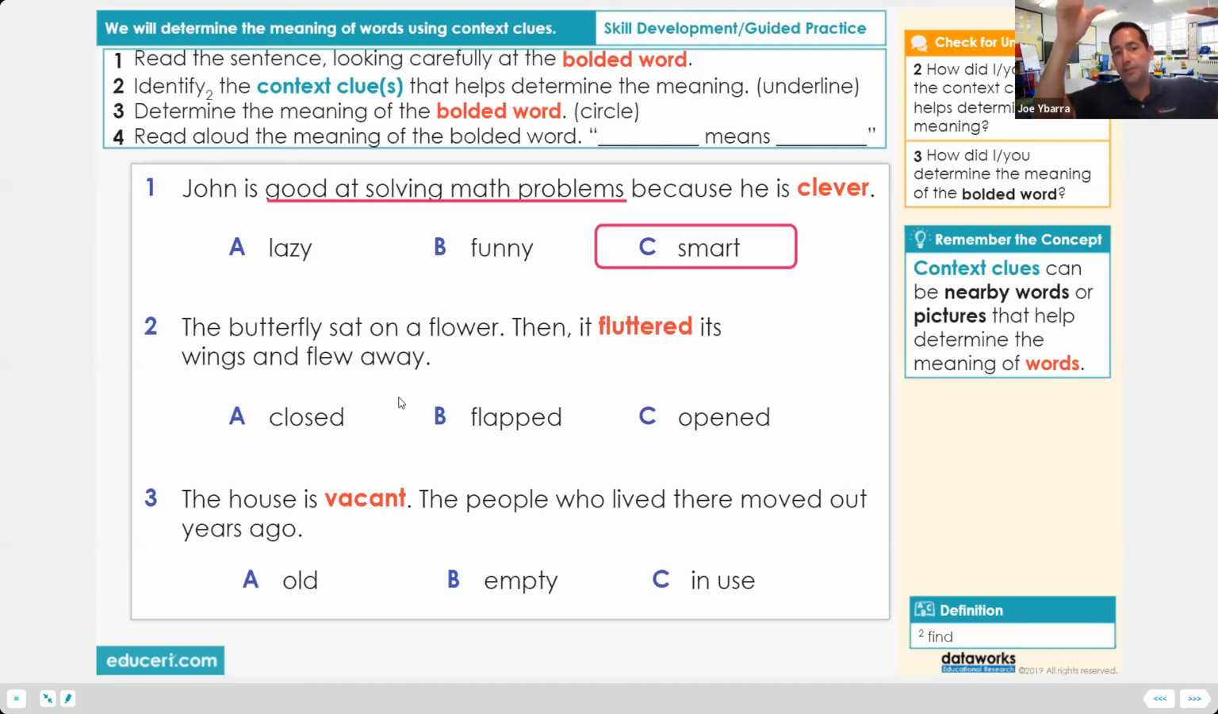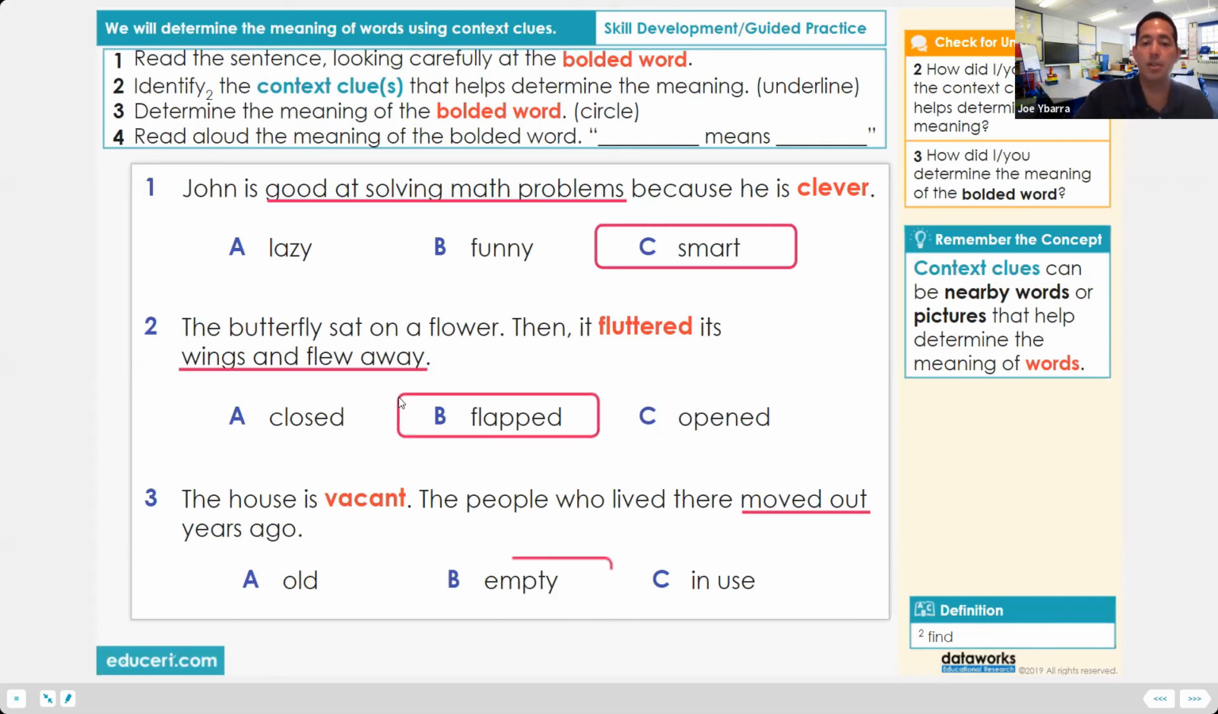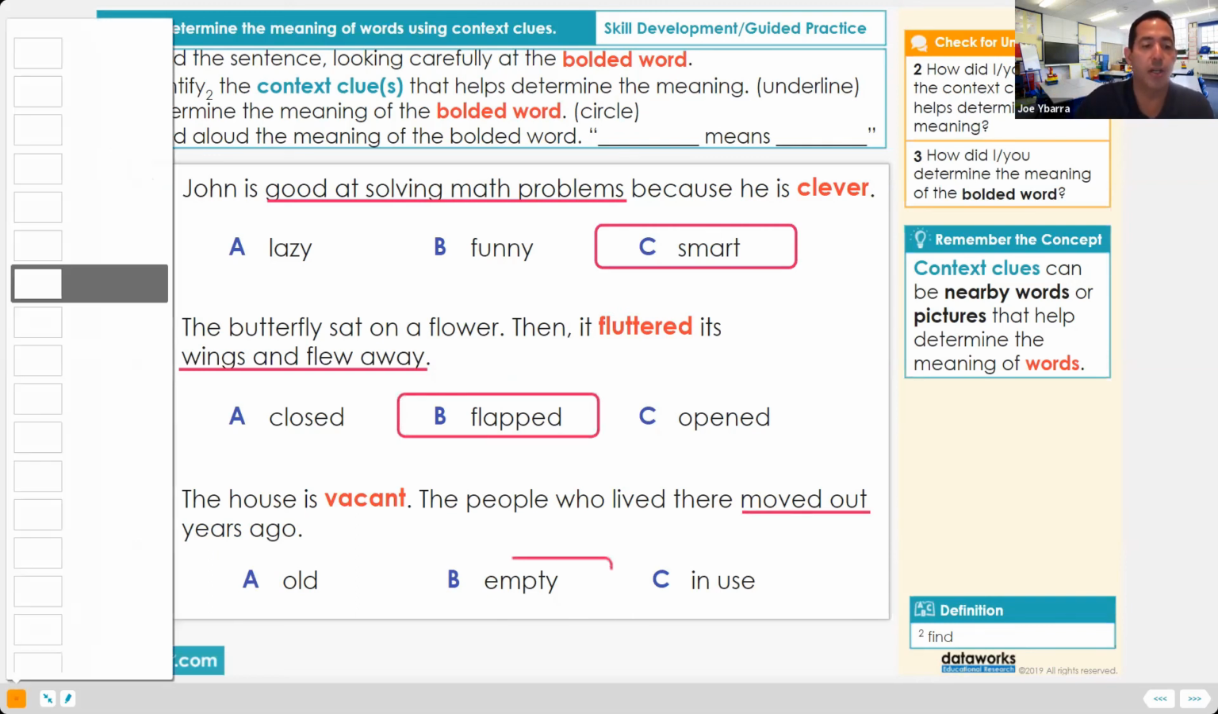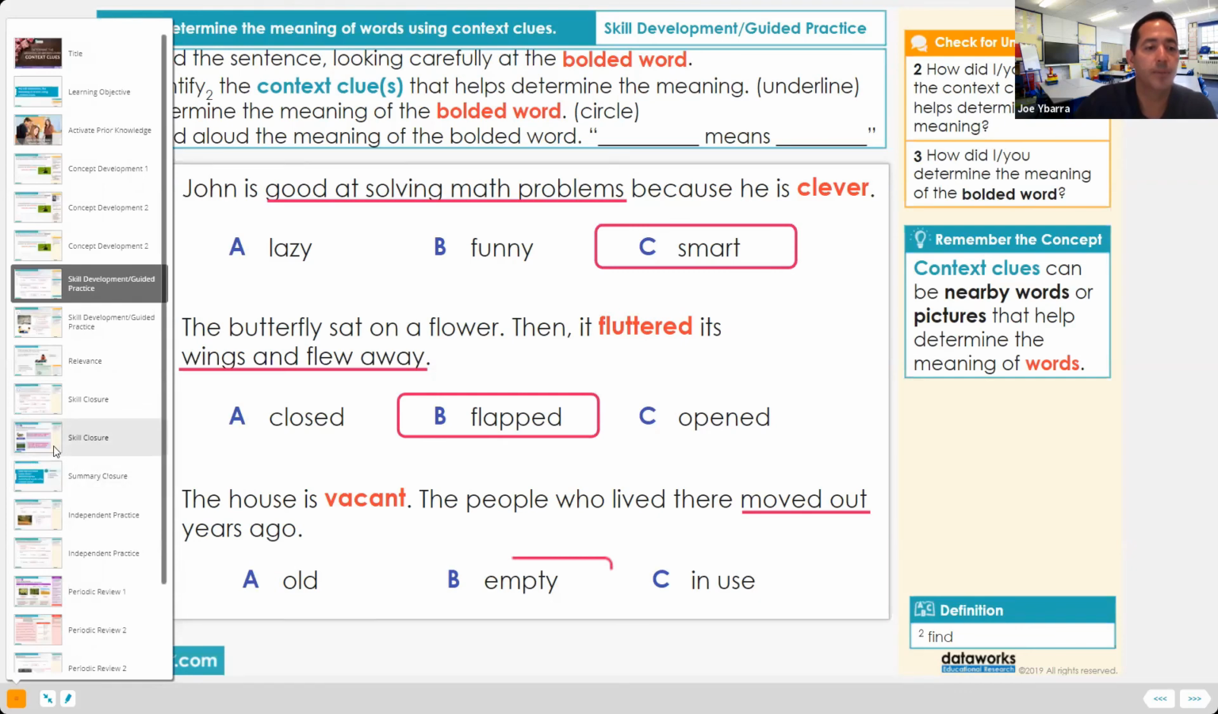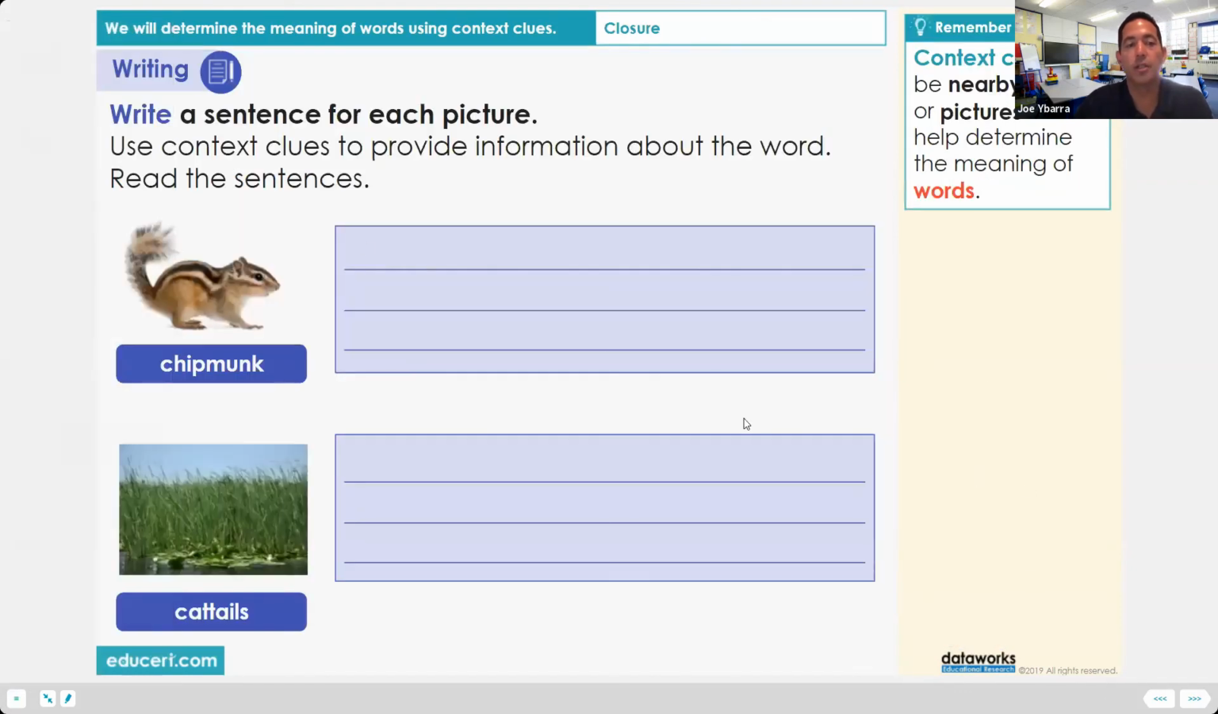I did the first one. Students did the next one. Eventually, when I feel my students can do this successfully, I release them and I let them start doing it independently. And if you start navigating our lessons, they start to increase in the rigor and complexity of what we want them to do. We start getting into application. For example, skill closure, write a sentence for each picture using context clues. Now they're creating, the highest level form of understanding in Bloom's taxonomy.